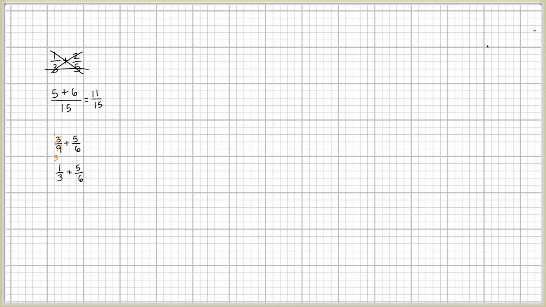All right, let's do the steps. 1 times 6 gives you 6. 3 times 5 gives you 15. And then 3 times 6 gives you 18. And what's in the middle? Well, there's a plus sign. 6 plus 15 is 21 over 18. And if you know your multiplication tables, we know that 3 goes into both. 21 and 18 gives you 7 over 6.